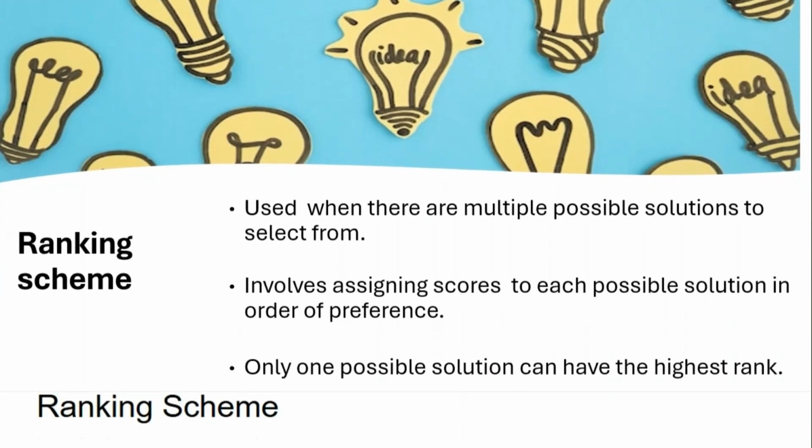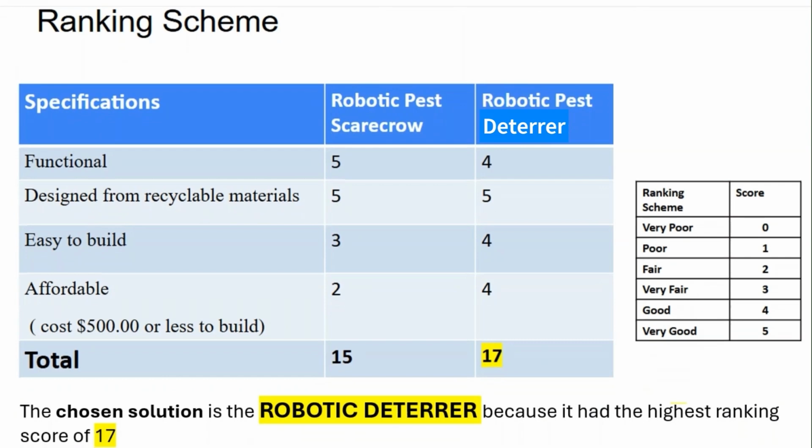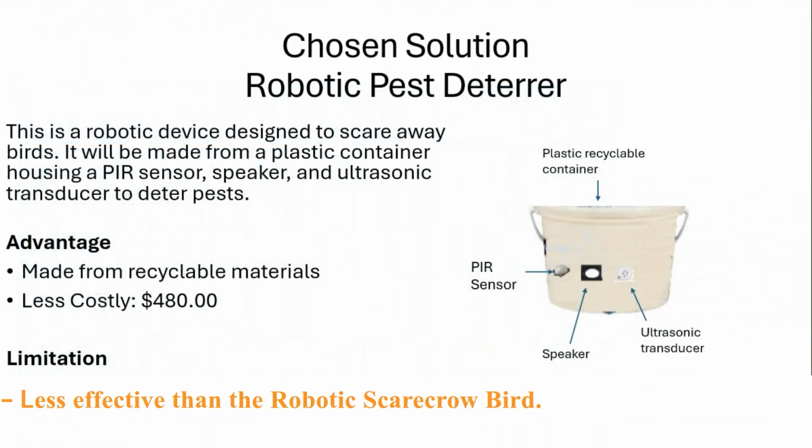Let us look at Agri Lady and the designing team example. The chosen solution is the robotic deterrer because it has the highest ranking score. The chosen solution, its limitations and rationale must be clearly stated and documented. Let's get ready to build!